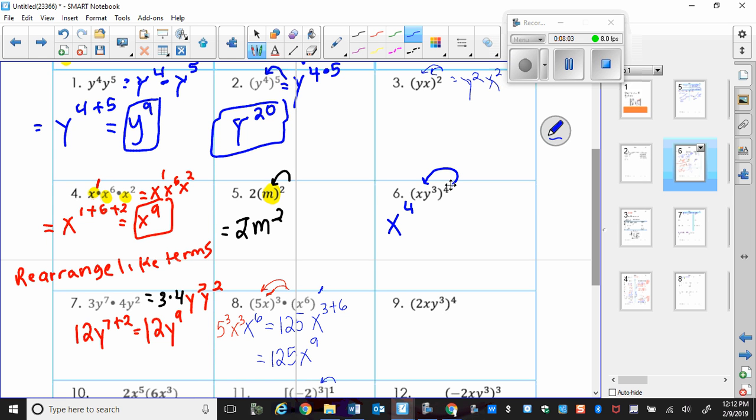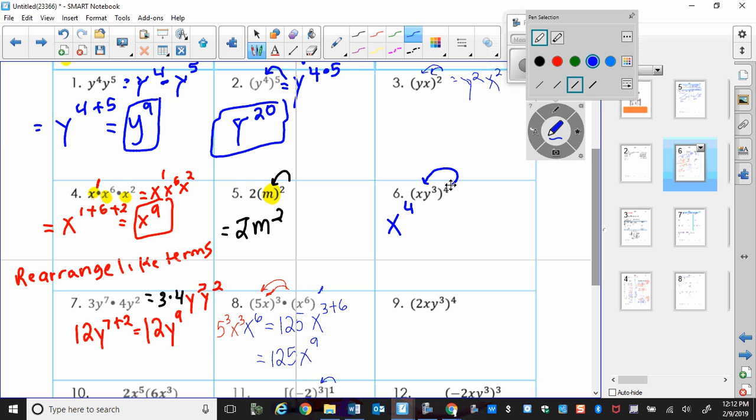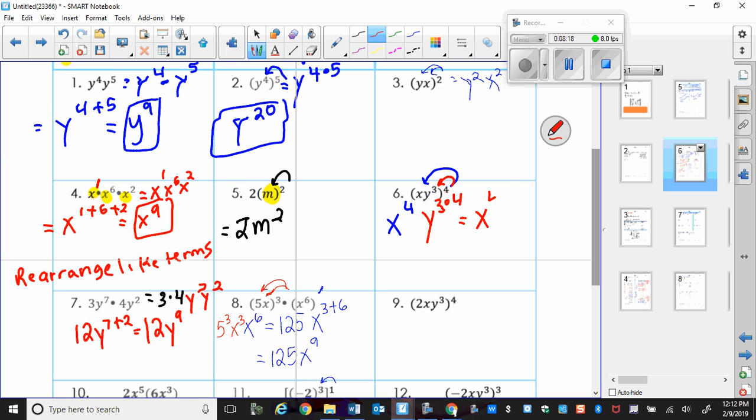And then I distribute the 4. You got to be careful. When we're dealing with the exponent inside, it goes directly to that 3, and you multiply. Y, 3 times 4, this equals x to the 4th, y to the 12th. Okay?